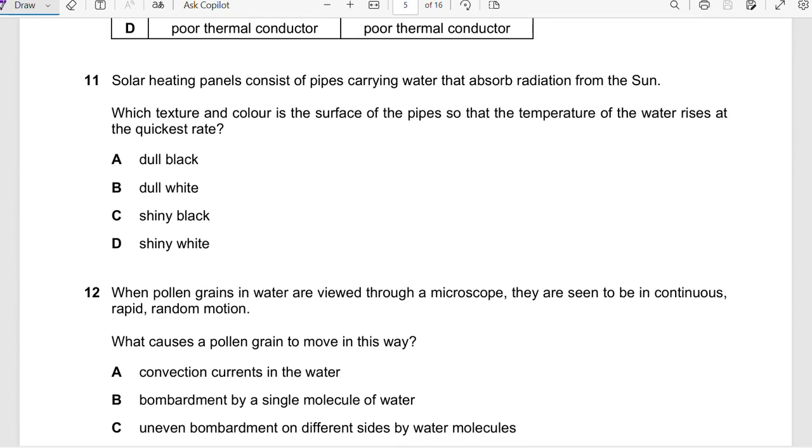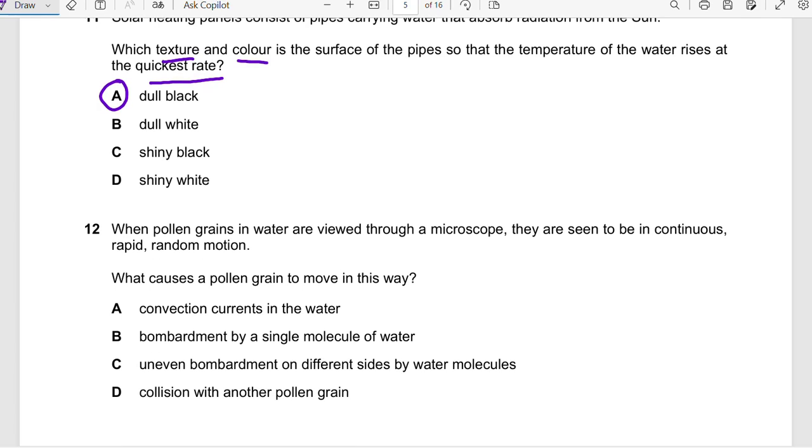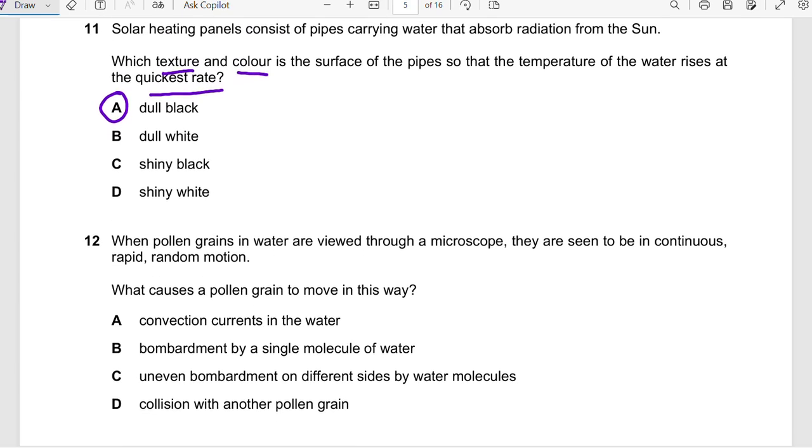So here the question says, solar heating panels consist of a pipe carrying water that absorbs radiation from the sun. Now they say which texture and color is the surface of the pipe so that the temperature of the water rises at the quickest rate. Remember, it should be dull and black, right? Dull so that it doesn't reflect the heat, and black so it absorbs the most of the radiation. So the answer is A.